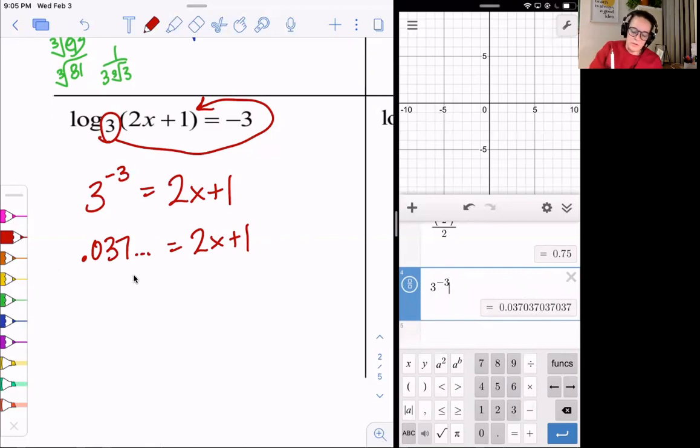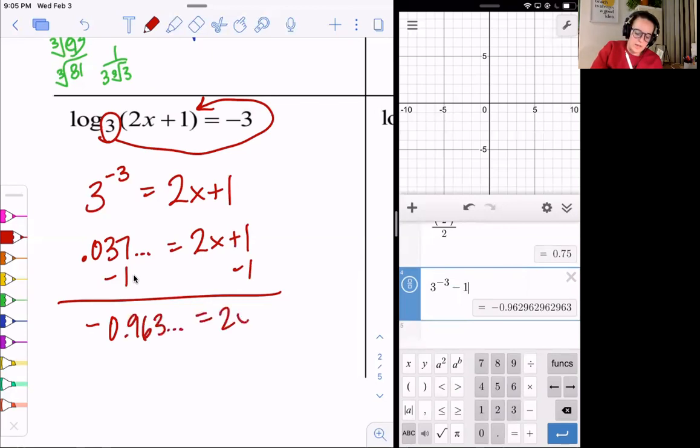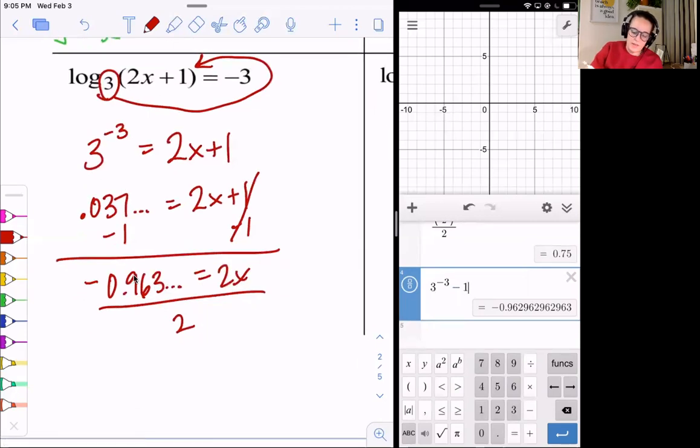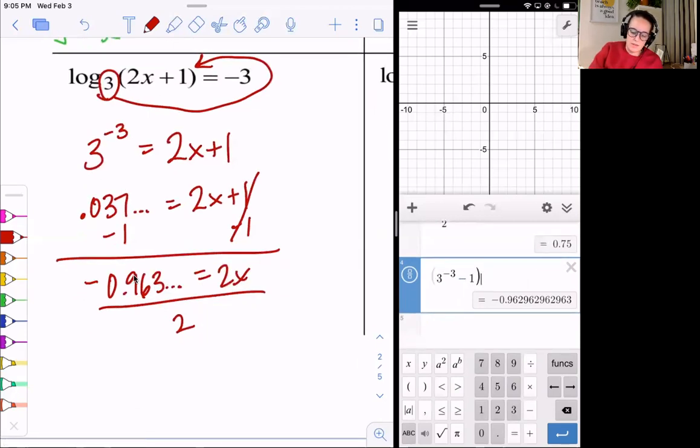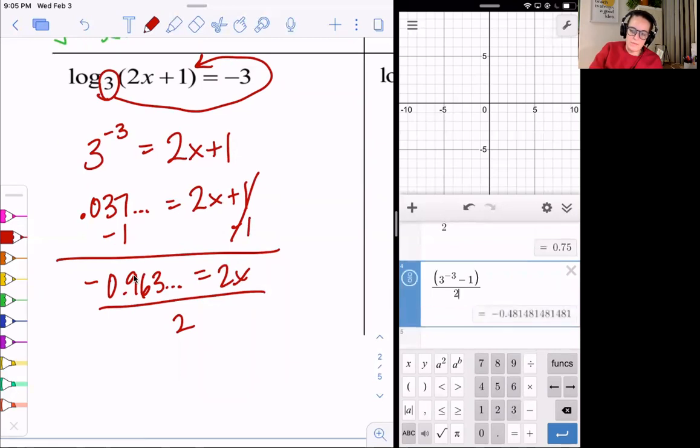So I'm going to subtract 1 on each side. We get roughly negative 0.963-ish equals 2x, and then divide by 2. I'm going to take this number and divide it by 2. I press the parenthesis in order to make the parenthesis go around what I have, and then divide it by 2. So I get x equals negative 0.481.